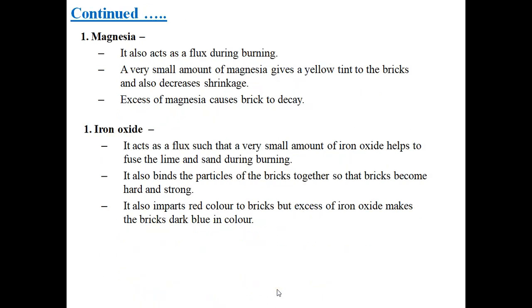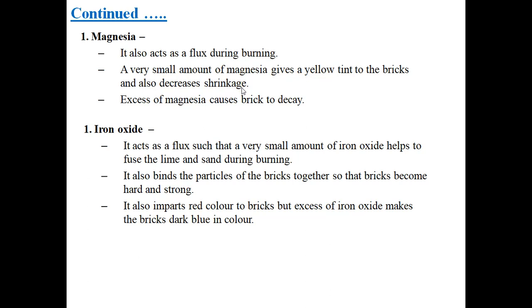So the next ingredient of earth material is magnesia. It also acts as a flux during burning. Flux is nothing but flowing action. In Marathi it is called pravaha. Second point, a very small amount of magnesia gives a yellow tint to the brick and also decreases shrinkage.